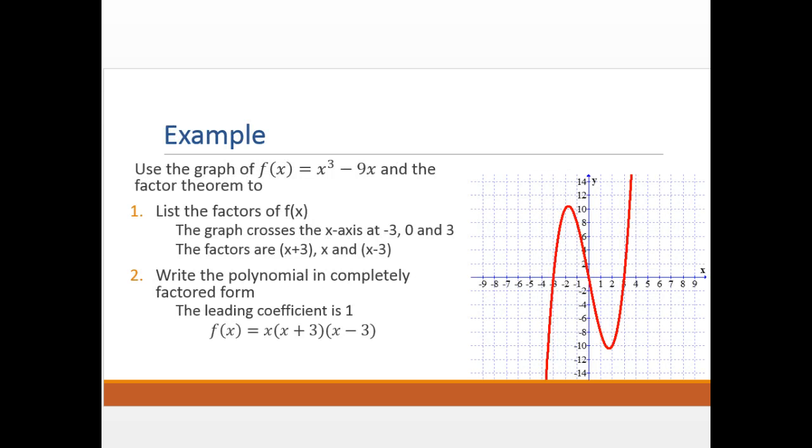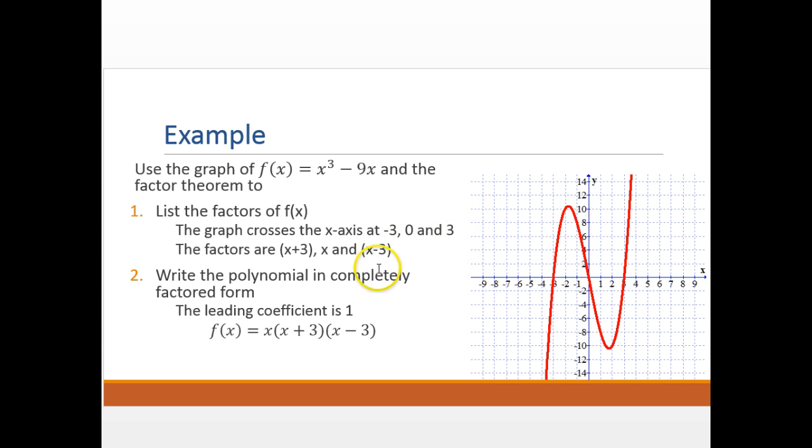Let's look at another example. I have the graph of f of x equals x cubed minus 9x, and I want to write it in factored form using the factor theorem. Notice this graph has how many zeros? It has 3 zeros. It crosses at -3, it crosses at 0, and it crosses at 3. Therefore, I have a factor of x plus 3 corresponding to the zero of -3, a factor of x corresponding to the zero of 0, and a factor of x minus 3 corresponding to the zero of 3.